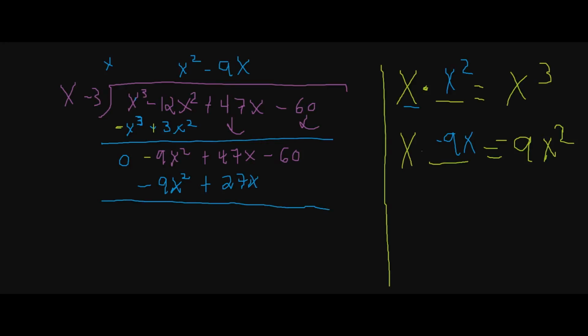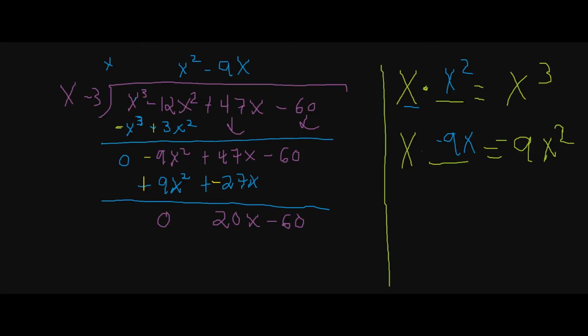Now, just like before, remember, now we flip the sign. So this is negative, well, that becomes positive. And since this is positive, that's going to become negative. All right, and now we just add across on the rows. Well, what are we going to get? Well, negative 9x squared plus 9x squared is 0. And now we add this rows down here, and this is going to give me 20x minus 60.